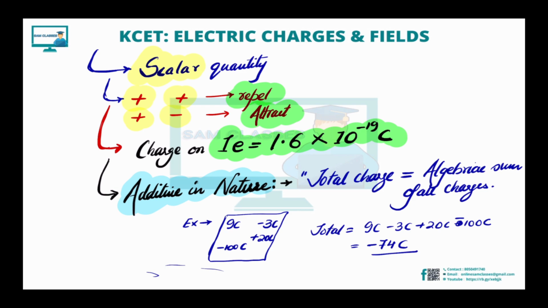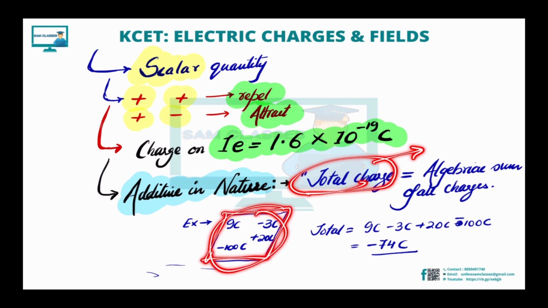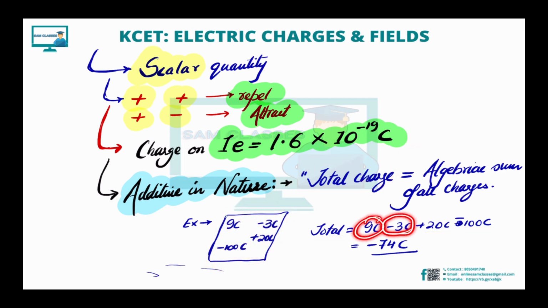If I want to find the total charge for a body, let's say I have a square body like this and I have charges 9 coulomb, minus 3 coulomb, minus 100 coulomb, and plus 20 coulomb. The total charge will be just the simple addition of all of them: 9 coulomb minus 3 coulomb plus 20 minus 100. So we get minus 74 coulomb charge. Pretty simple. So basically, the total charge is the algebraic sum of all the charges.